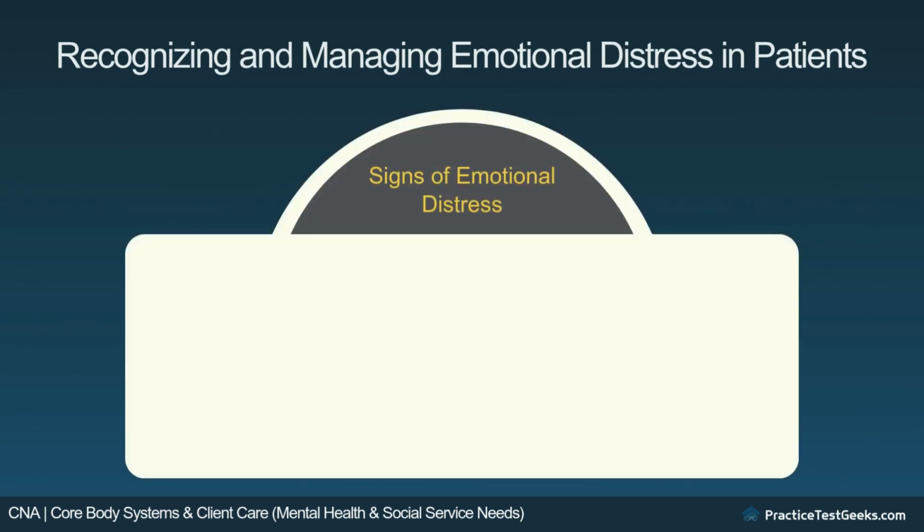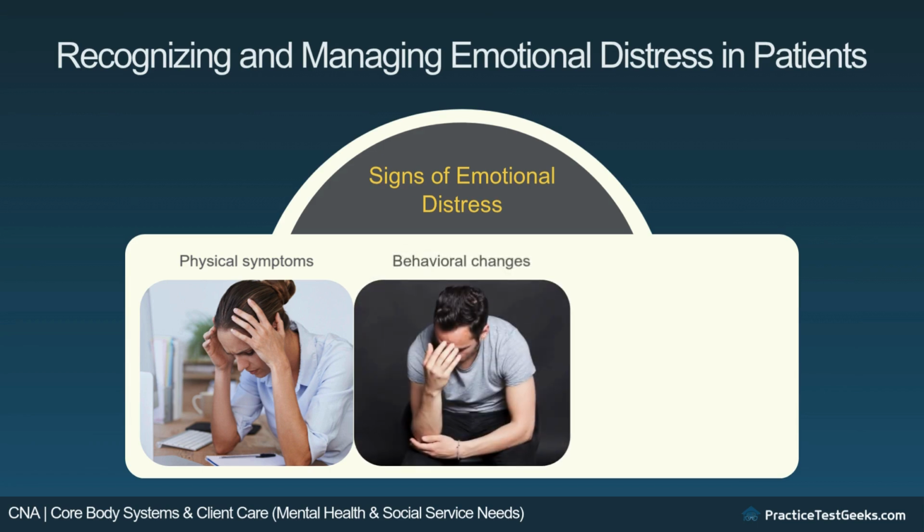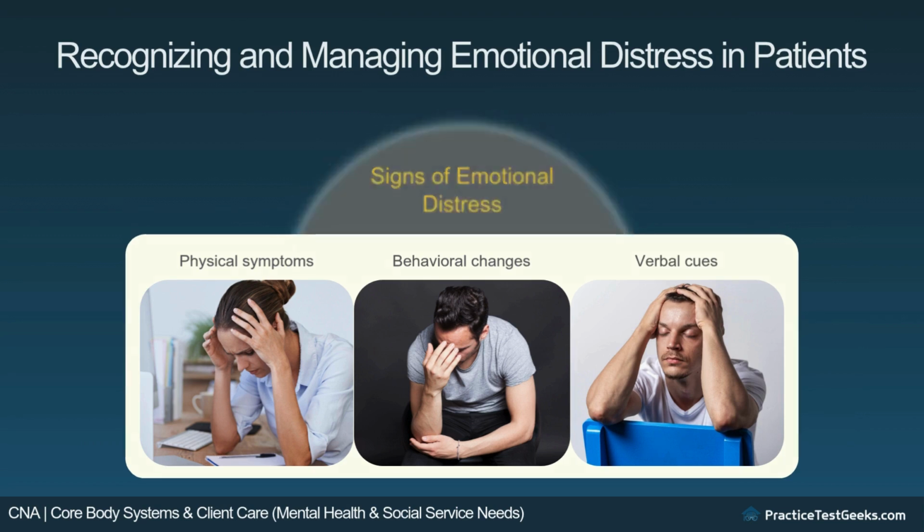Signs of emotional distress. Physical symptoms: increased heart rate, sweating, tremors, or fatigue can indicate anxiety or fear. Behavioral changes: withdrawal, irritability, or changes in eating or sleeping patterns can signal depression or stress. Verbal cues: expressions of hopelessness, fear, or frustration can reveal emotional distress.